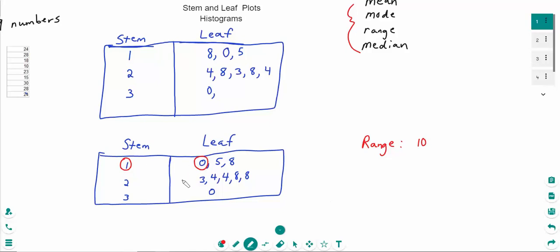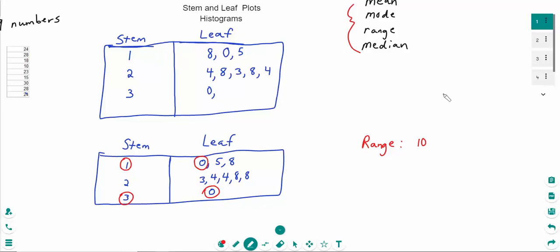So the smallest number is going to be a 10. Okay, the 1 and 0. The largest number is going to be what? Can you tell me? What would be the largest number in this data set? Well, the largest number is going to start with the largest stem, and it'll go to the largest leaf of that stem. Now, there's only 1 leaf in here. It's a 0, so the largest number is going to be 30.